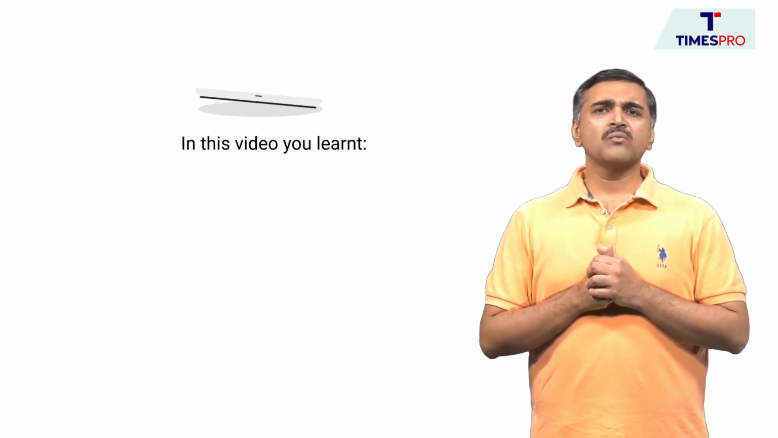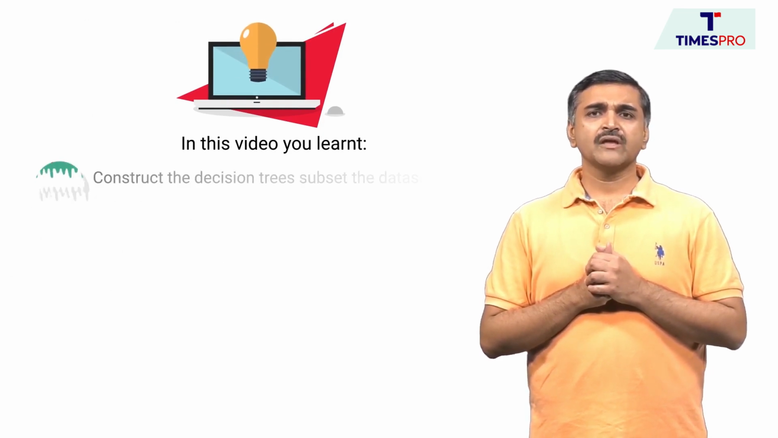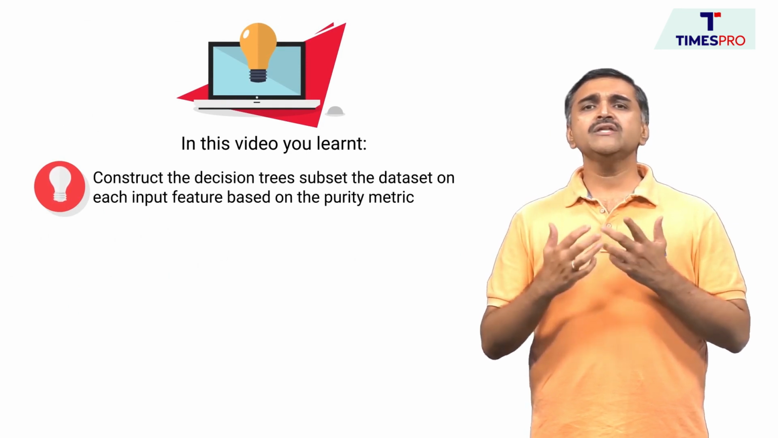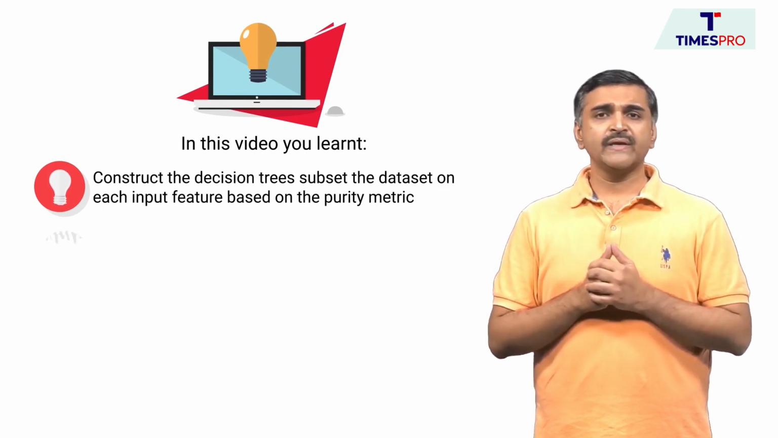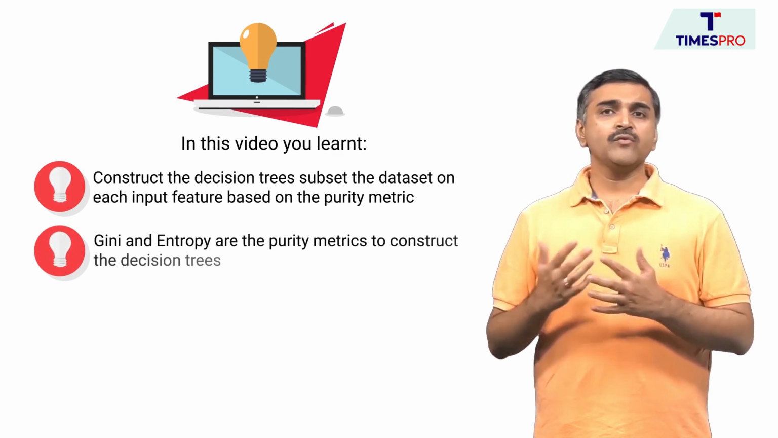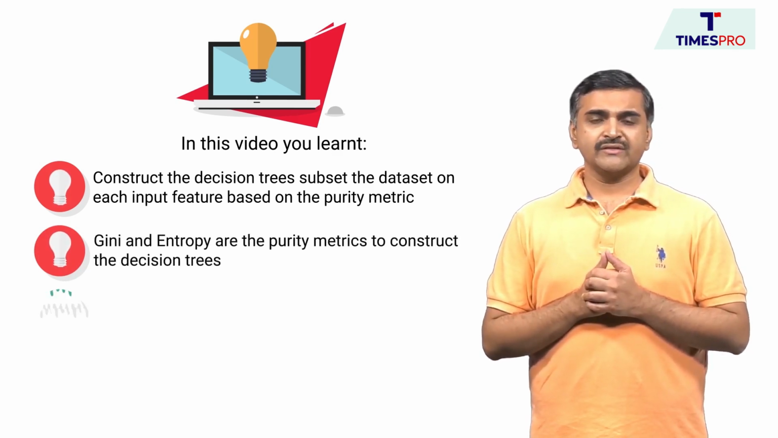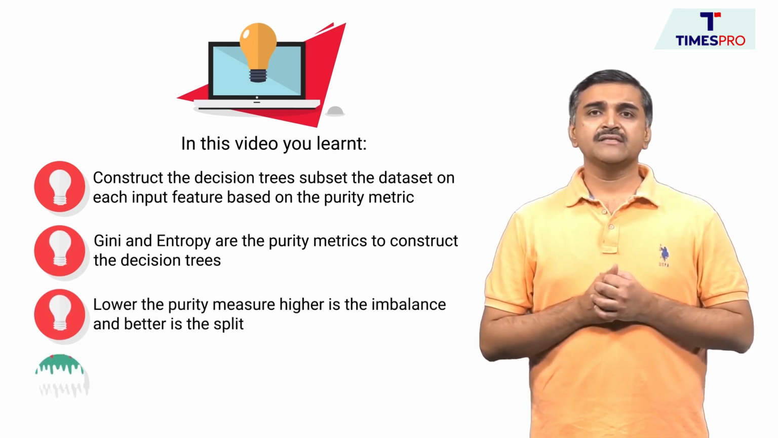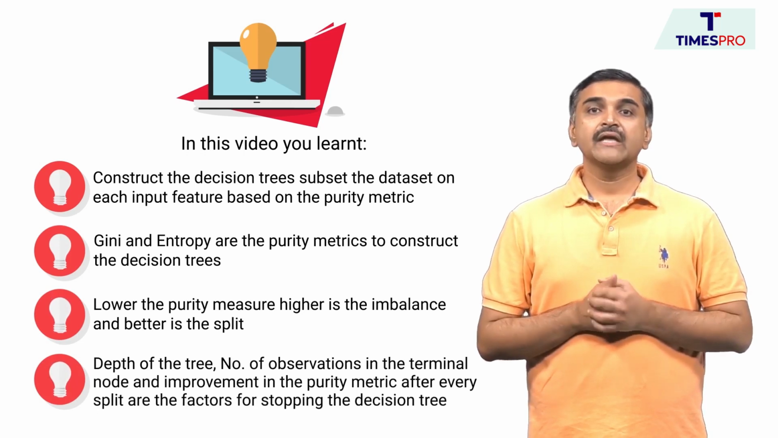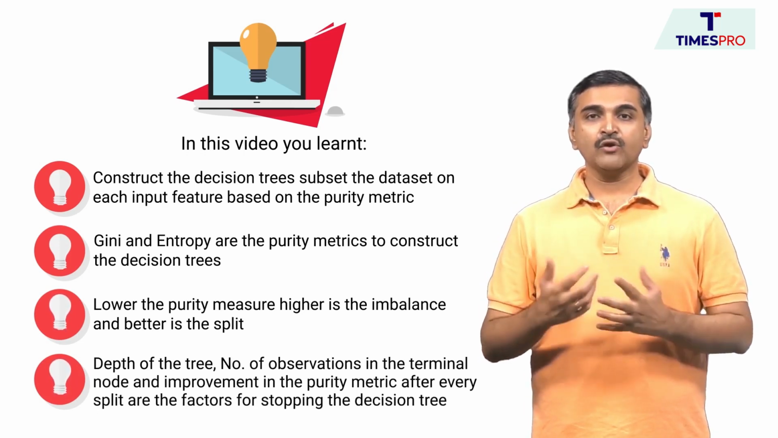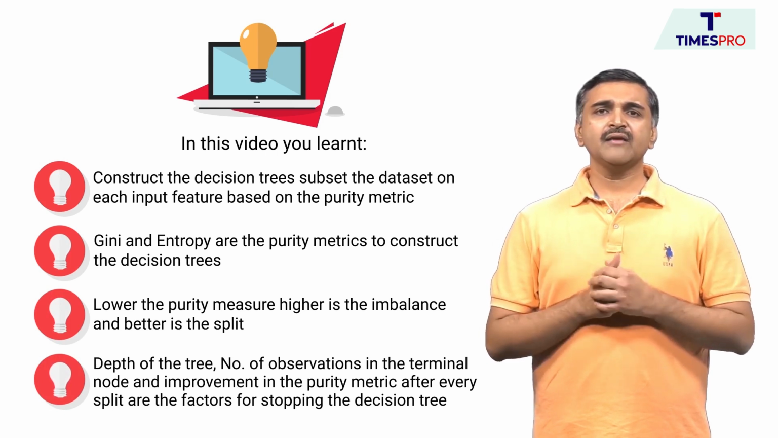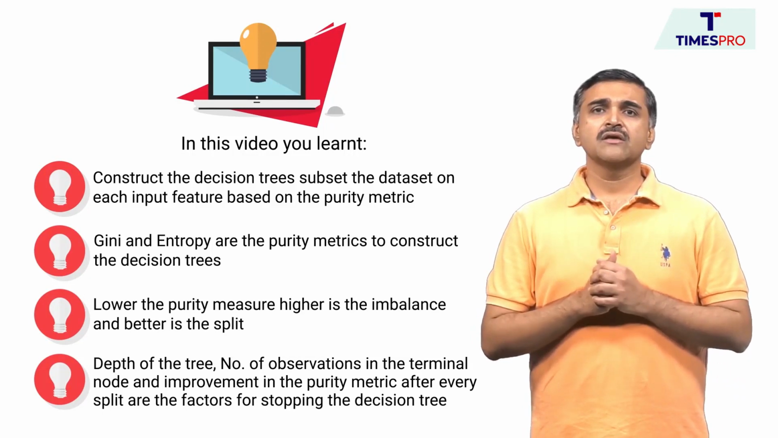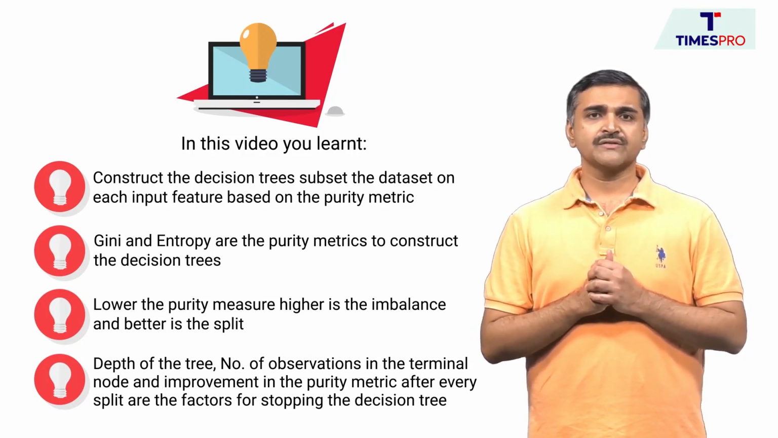Now, let's summarize what we have learned in this lecture. To construct the decision trees, subset the dataset on each input feature based on the purity metric. Gini and entropy are the purity metrics to construct the decision trees. Lower the purity measure, higher is the imbalance and better is the split. The depth of the tree, the number of observations in the terminal node, and the improvement in the purity metric after every split are the factors for stopping the decision tree construction.